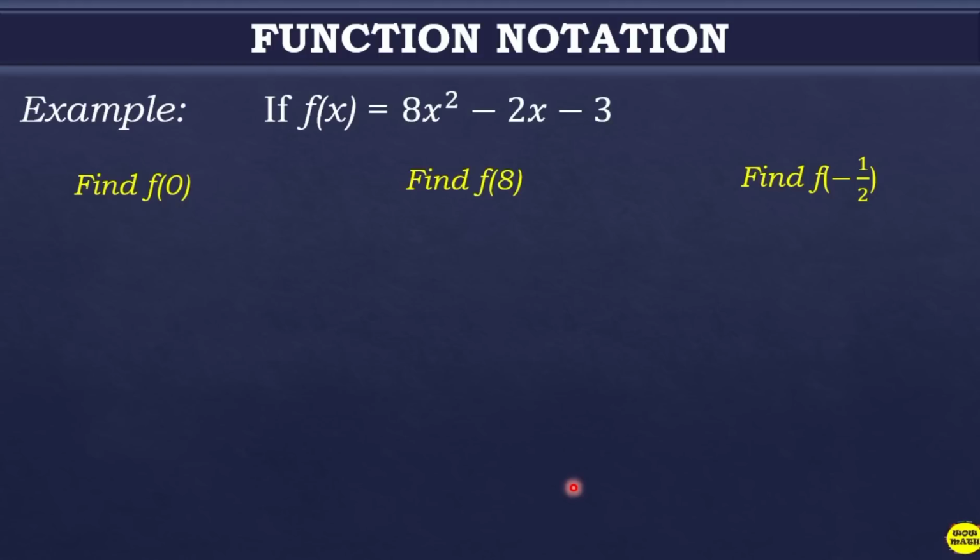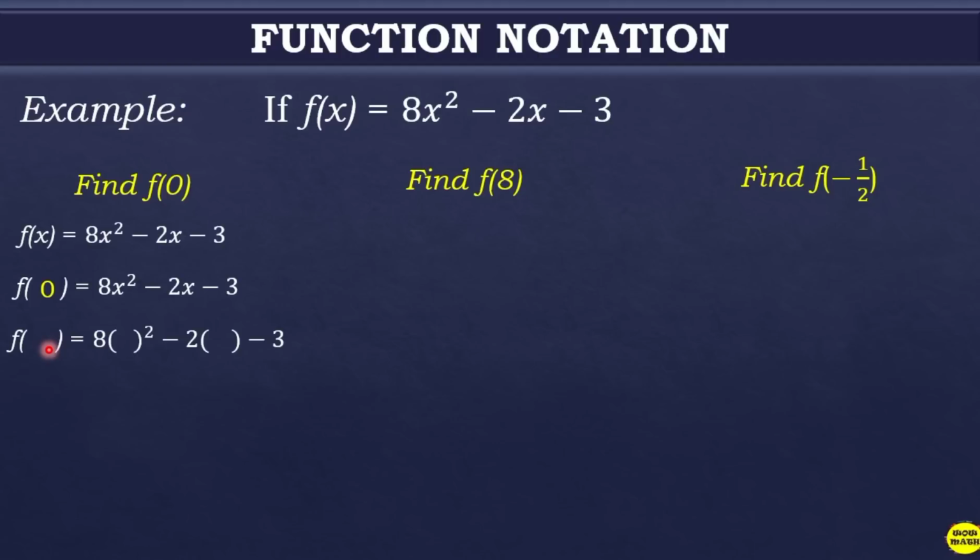So, what you are going to do is to copy the function, okay? And then, since our notation here is f of 0, ibig sabihin 0 po yung ilalagay natin sa x, okay? So, we will have f of 0. Okay, so yun po yung value ng x natin kasi yun po ang binigay niya. Now, anong gagawin natin dito sa x natin? Yun po ang ilalagay natin sa lahat ng values ng x natin dito. Okay, so ang ilalagay po natin dito is 0, ganun din po dito.